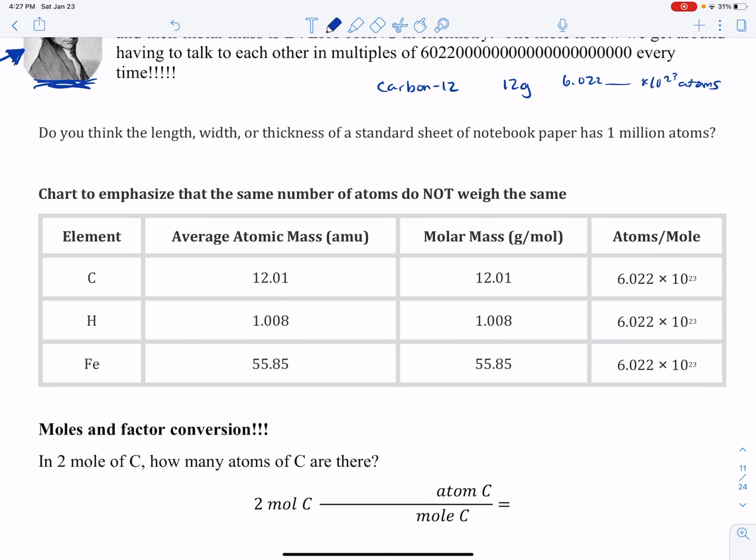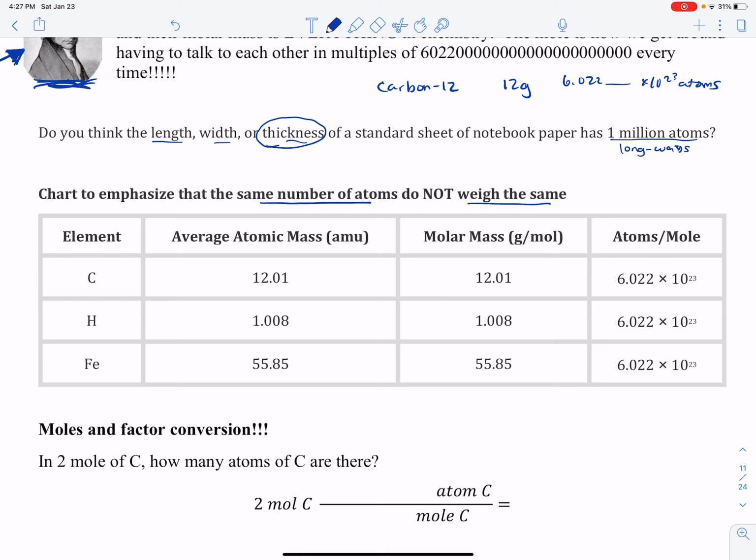So do you think the length, the width, or the thickness of a standard sheet of notebook paper has 1 million atoms going across it, like if they're all holding hands? It's actually the thickness of the paper that has 1 million atoms going across it. It's crazy, crazy quantities.